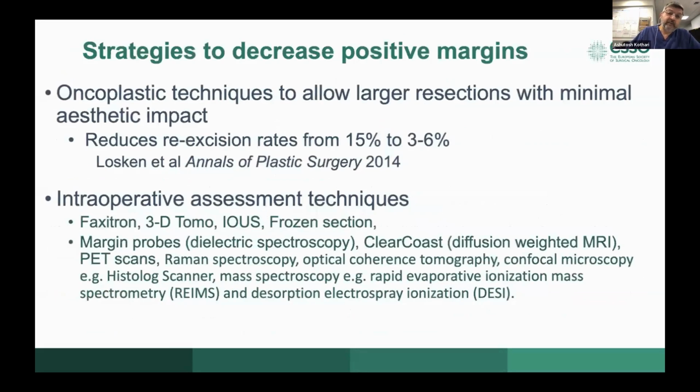Now, we have strategies to decrease the positive margins, which is oncoplastic breast surgery. It allows for larger resections and has a minimal aesthetic impact. It reduces the re-excision rates, as we know, with this publication from 2014, by significant amounts. So from 15% to 3 to 6%, which is a great reduction.